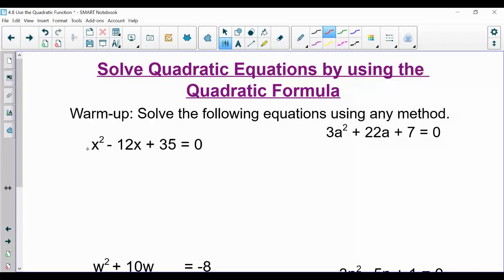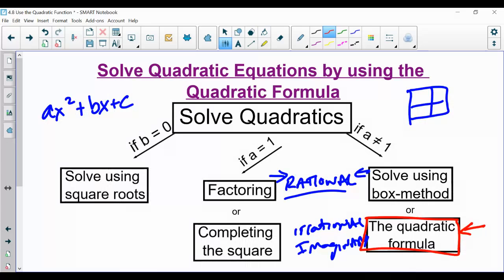But for this problem, the b term is not 0, and the a term is 1, right? There's no number here, so we know the a term is 1. So then, b term is not 0. The a term is 1, though, so we're going to try factoring. Now, if you wanted to, you could just go to completing the square, because completing the square will definitely work. But factoring works most of the time as long as our solution was rational. Remember, rational means it could be written as a fraction.